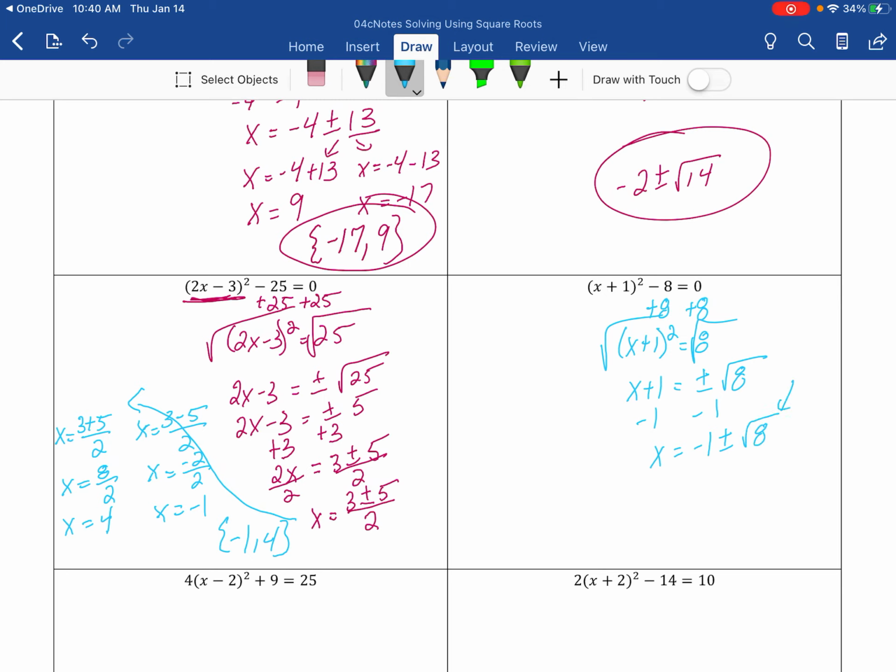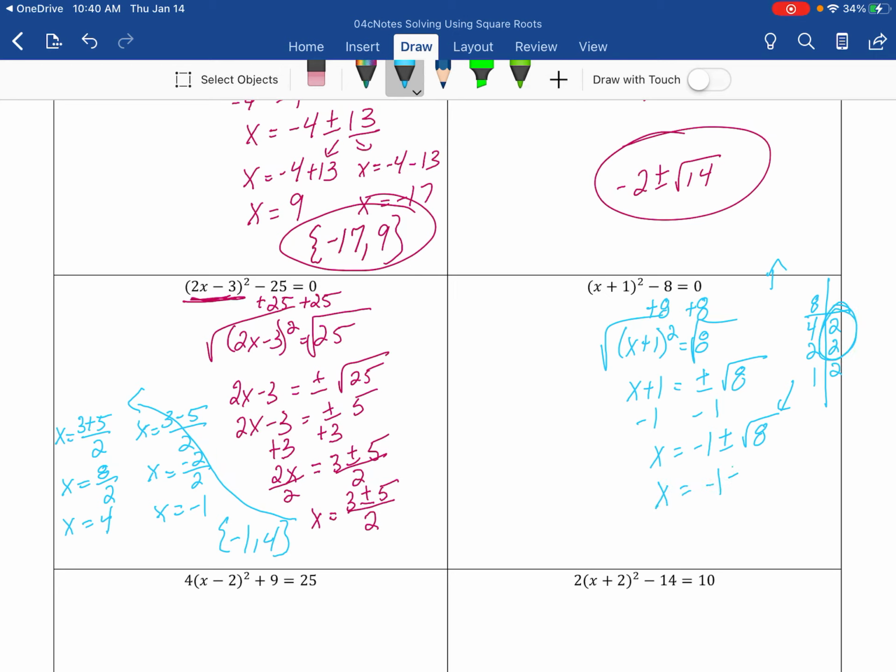Now, just like the problem up here, I have a little bit of an issue. I just need to make sure is 8 simplified because your answer needs to be in simplest form. So I take 8. 8 divided by 2 is 4. 4 divided by 2 is 2. 2 divided by 2 is 1. So I know that I can simplify my 8.